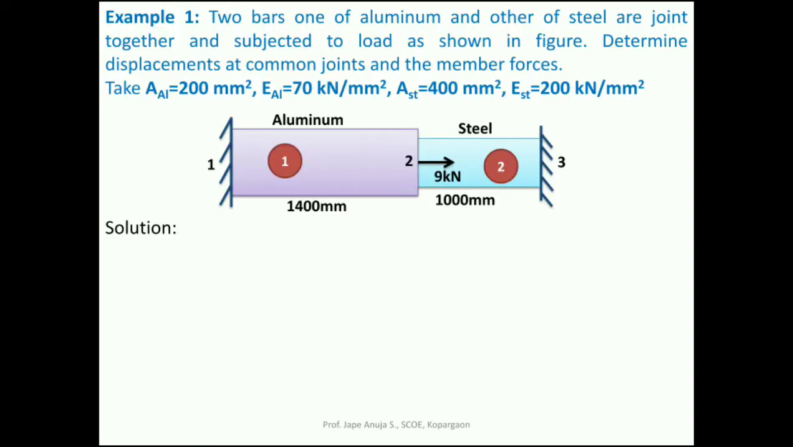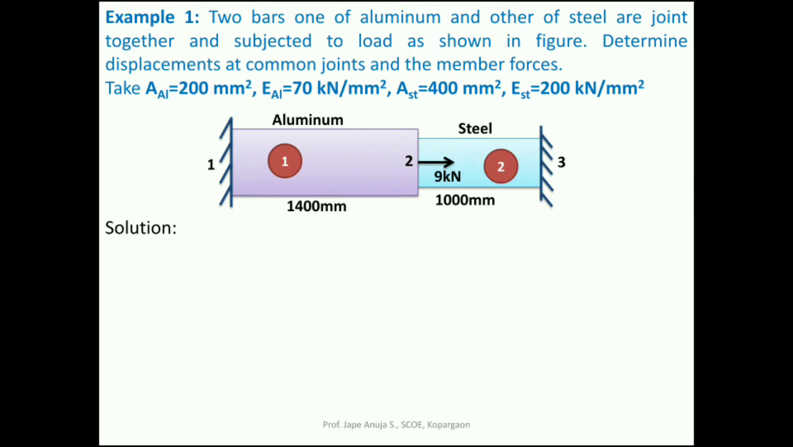So here, this is the first example. The two bars, one of aluminium and the other of steel, are joined together and subjected to a load as shown in the figure. Determine the displacement at the common joint and also determine the member forces. The values of area and Young's modulus are given as: take the area of the aluminium bar as 200 mm square, Young's modulus of aluminium 70 kN per mm square, area of steel A_ST 400 mm square, and E_ST, Young's modulus for the steel bar, is given as 200 kN per mm square.